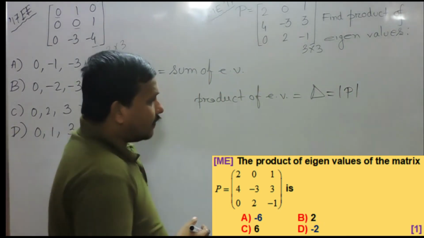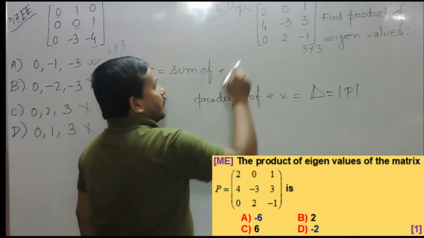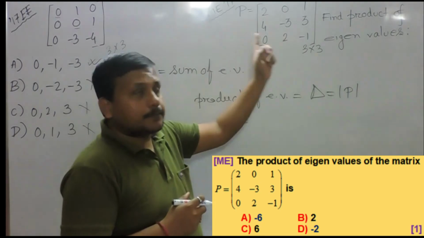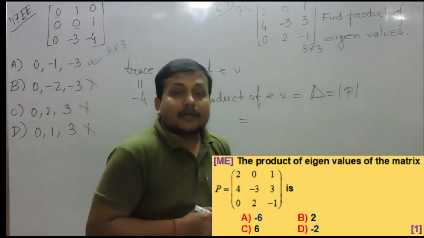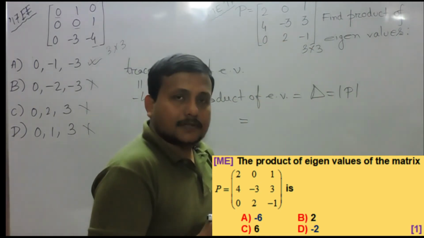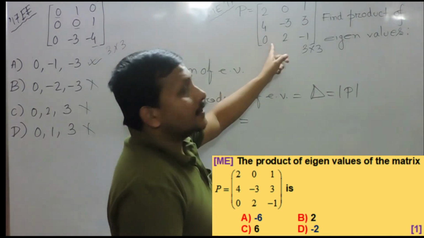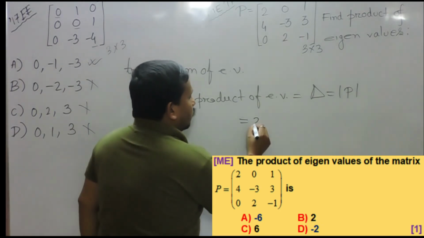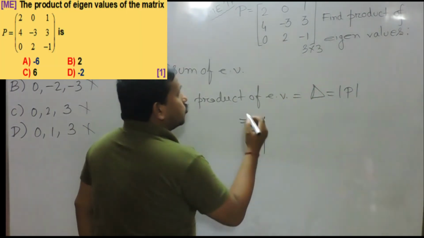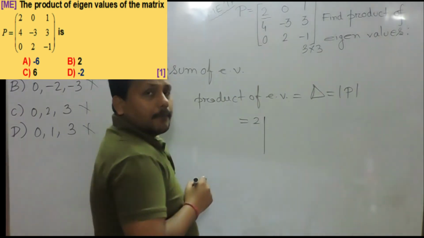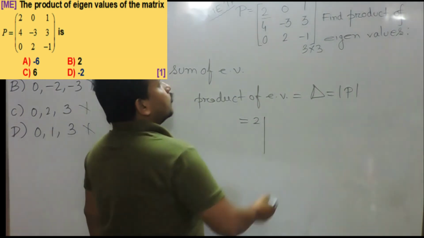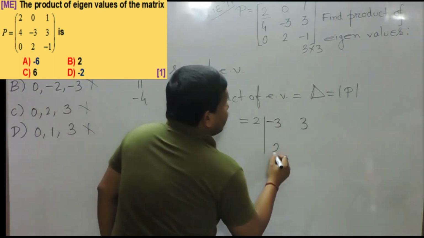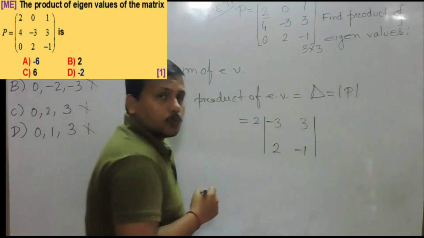Now what is the determinant value? You can expand the matrix along any row or any column of your choice. However, you should expand the matrix along the row or column that has the maximum number of zeros. Therefore, you can plan to expand it along the first row since it contains 1 zero. If you expand it along the first row, you have mod P equal to 2, this element, multiplied by its cofactor. What is the cofactor? Minus 3, 3, 2, minus 1. Clearly, minus 1 to the power i plus j shall produce 1 over here.